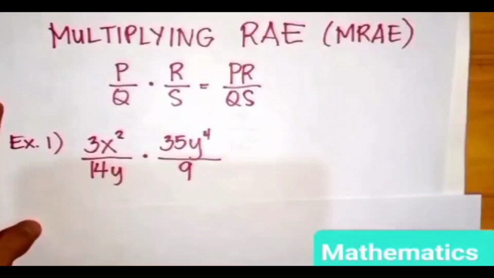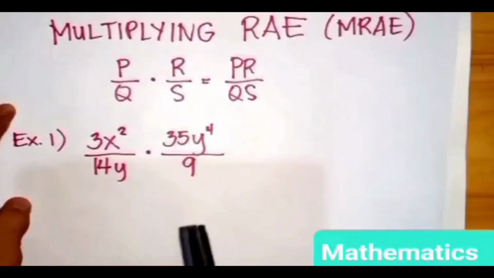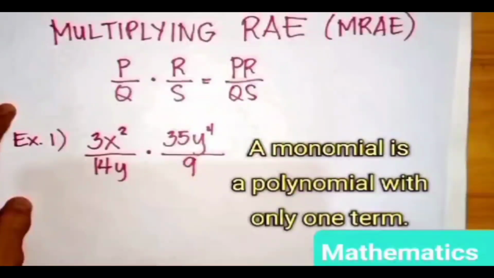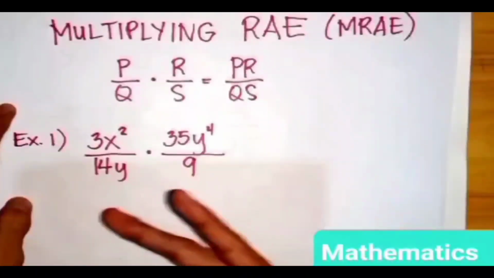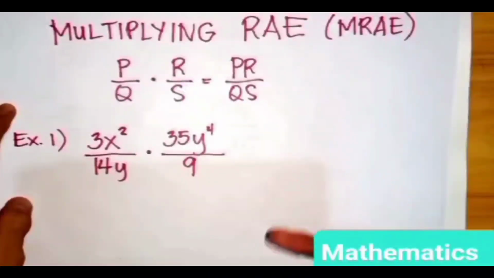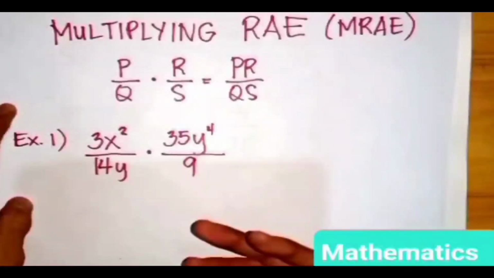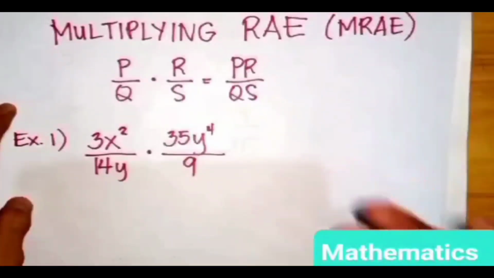3x squared over 14y times 35y to the 4th power over 9. You would notice na yung polynomials natin ay lahat monomials. At dahil monomials yung numerators at denominators natin, pwede na natin gawin yung ginawa natin kanina in multiplying fractions. Dalawa yun. Pwedeng multiply muna and then simplify by dividing the GCF, or pwede rin namang i-simplify muna by dividing the GCF and then multiply. So yung pangalawa na lang gawin natin. Yung mag-simplify muna tayo by dividing or cancelling out greatest common factor kung meron man, and then after that, i-multiply natin kung ano man ang naiwan sa numerators and denominators.